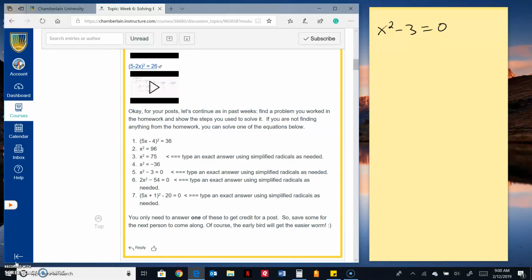Hello class, for this week let's solve this equation posted by our instructor.